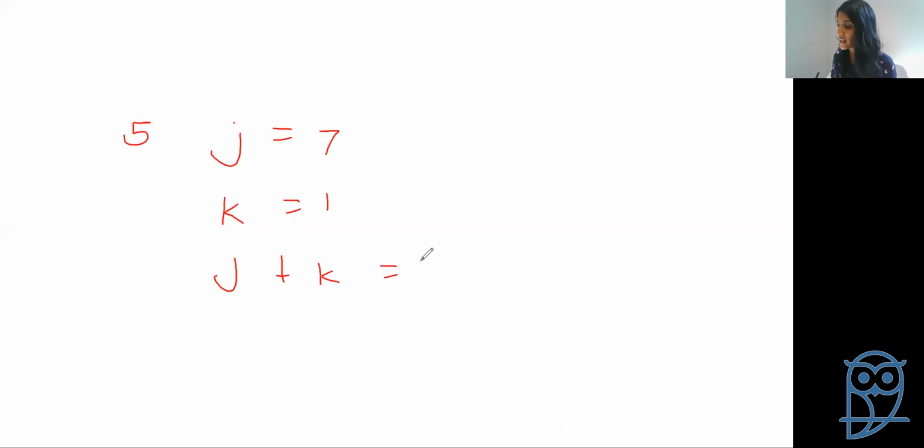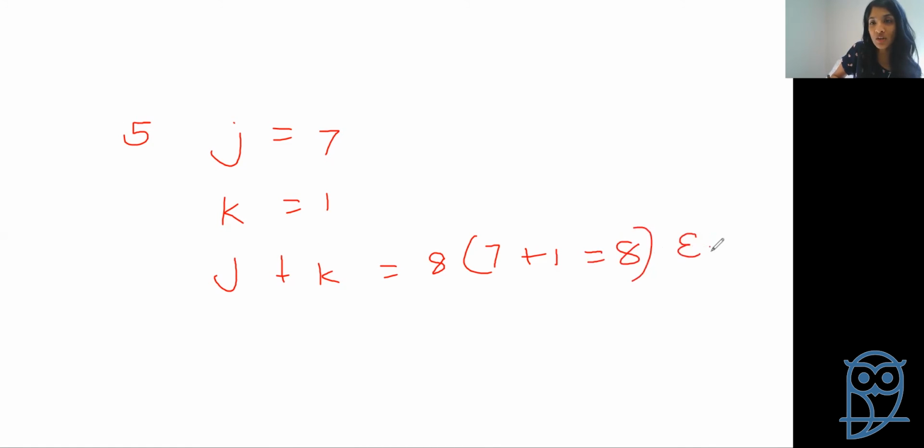Number 5 is j is equal to 7 and k is equal to 1. What we say here is j plus k is equal to, and now we need to find our answer. So how will we work that out? We're going to say 8, open bracket, 7 plus 1 is equal to 8. And that's how we get equation 1.